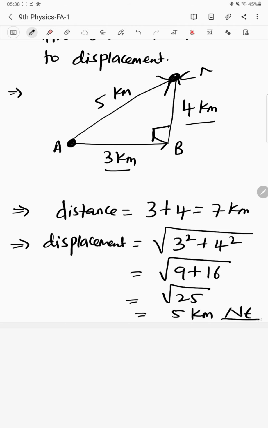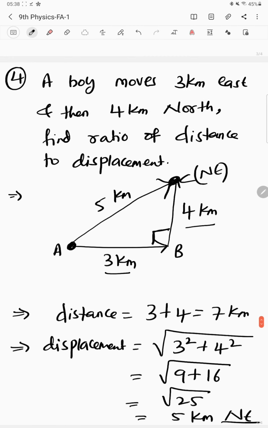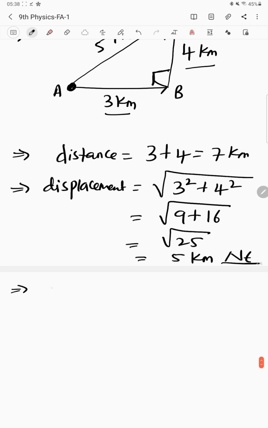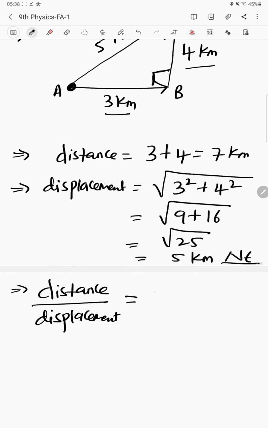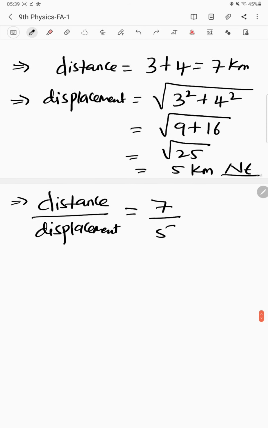This is northeast direction, no, dear children? Everybody knows that. But what I'm supposed to find out is the ratio of distance to displacement. Now tell me, distance divided by displacement, right? This ratio they are asking, distance divided by displacement. Distance is 7 and displacement is 5. That's it, 7 by 5, or you can write it as 7:5. A ratio they are asking, so 7 by 5 is more than enough.